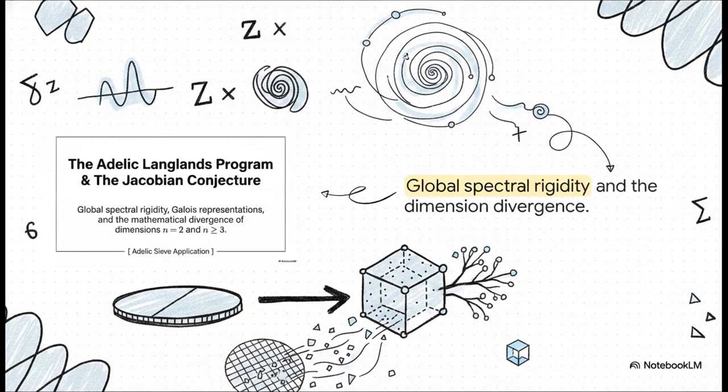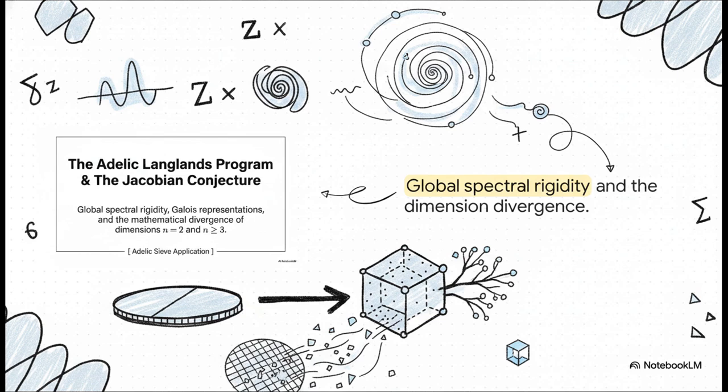To really grasp this, we need to ground our tutorial in a few key concepts: global spectral rigidity, Galois representations, and what we call the mathematical divergence of dimensions. Basically, we're looking at how a math problem behaves completely differently, depending on whether we're operating in 2 dimensions or moving into 3 and above.